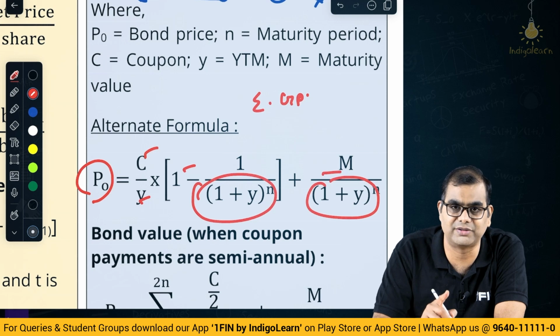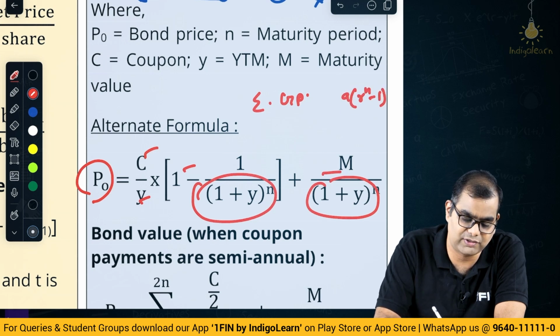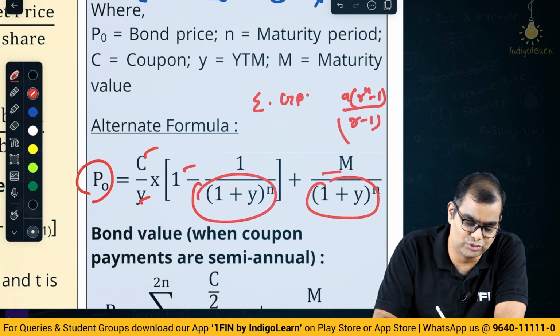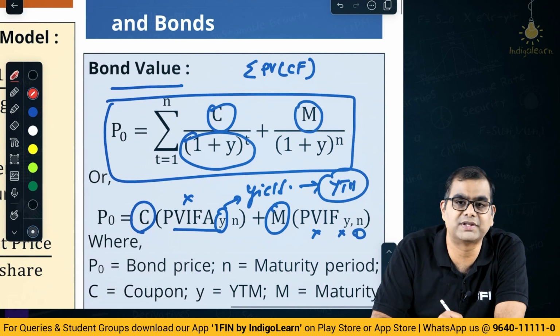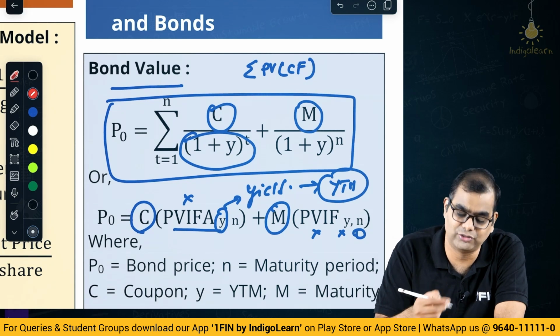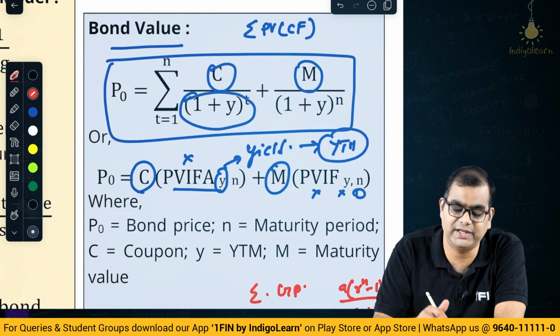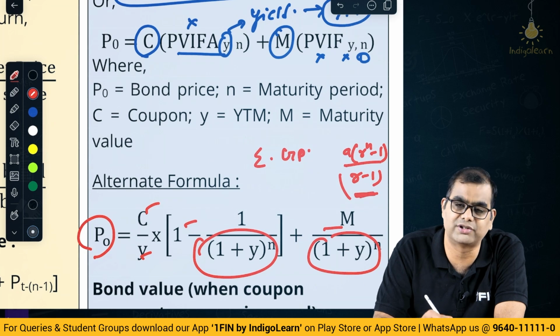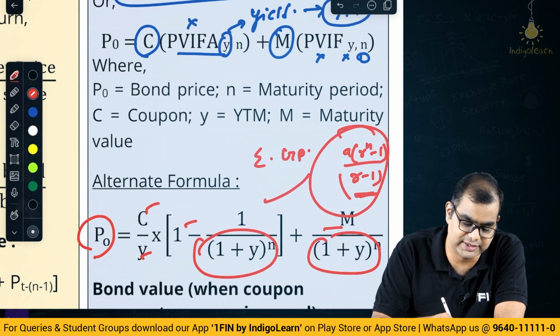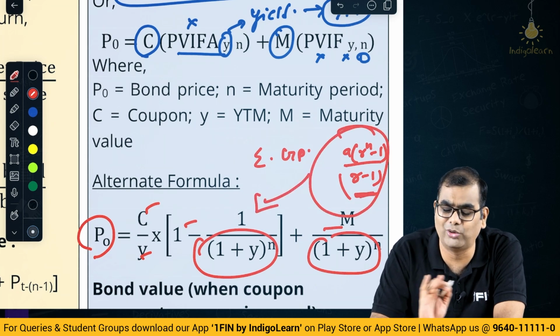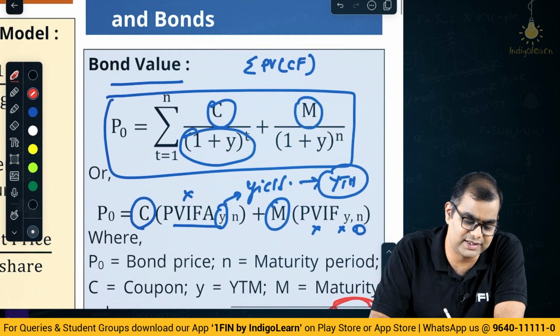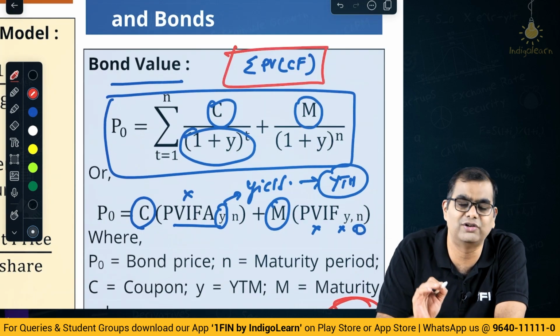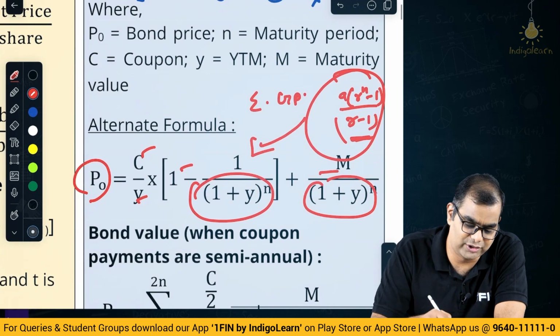Okay, for a finite GP, the sum is a into r to the power n minus 1 by r minus 1. So you take C by 1 plus y as a, then you take r as 1 by 1 plus y, and you fit it into this particular equation. In this formula, you will get this as a solution. So, no need to mug up or remember. Please think of it very, very simply as the sum of present value of cash flows, that's all. No need to remember this formula.